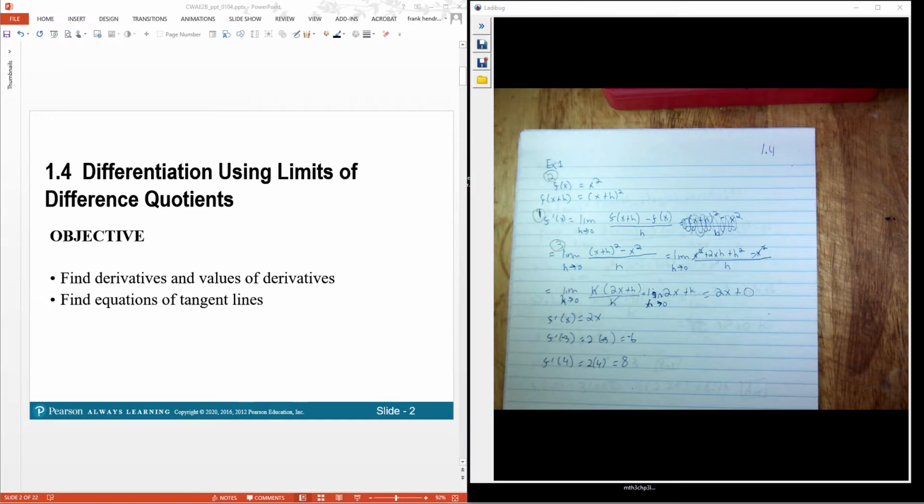Now we're looking at differentiation using limits of difference quotients. So now we're looking at when the interval becomes smaller and smaller. Now you can find the slope at a particular point.